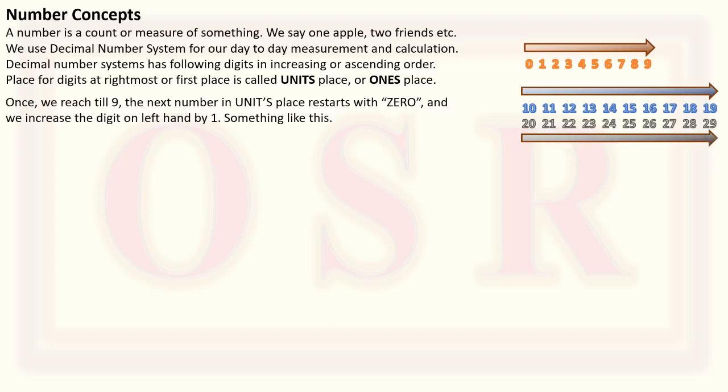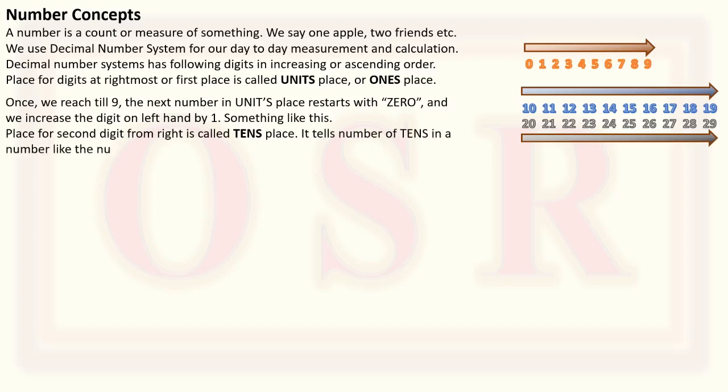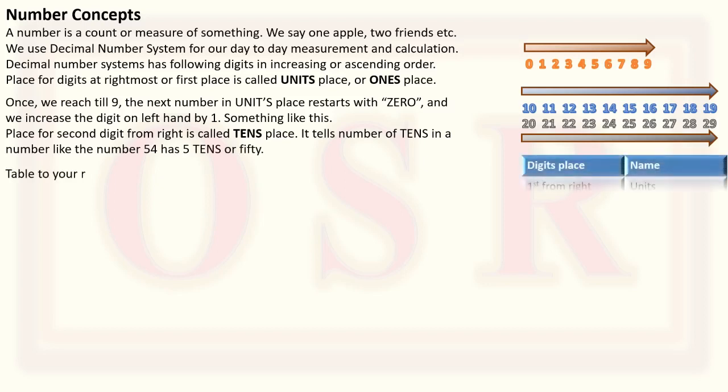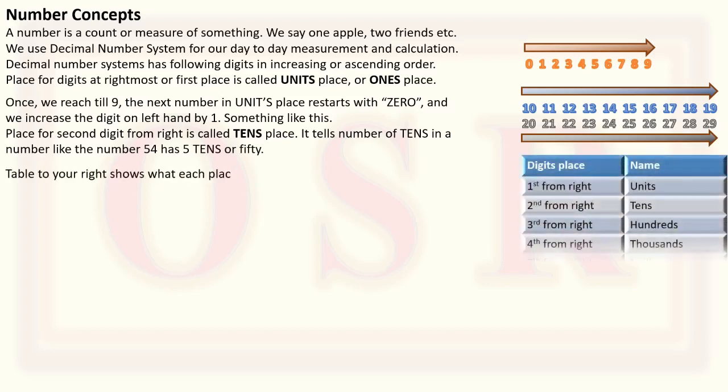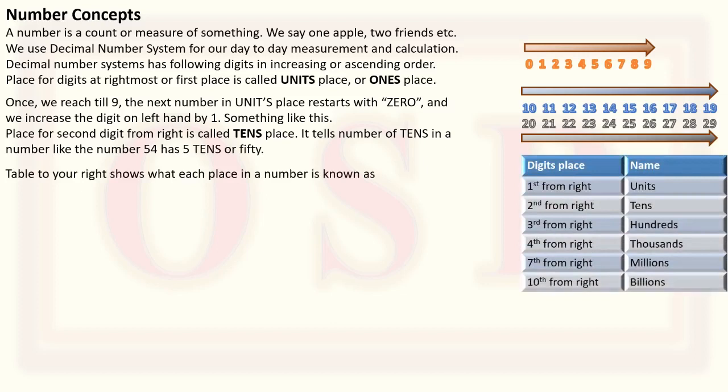Now the place for the second digit from right is called tens place. It tells the number of tens in a number, like the number 54 has 5 tens or 50. The table to your right shows what each place in a number is known as. So please look at this table and try to memorize it: units, ones, hundreds, thousands, millions and billions, what these values are. Now can you think of something that you can count in tens?